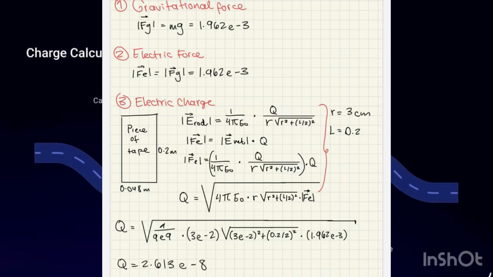Then we modeled the bottom tape as a rod of charge because the tape is longer than it is wide, treating it as a line of charges, and this gives us a more accurate electric field. By Coulomb's law, we know that the electric force must equal the electric field of the rod times the charge of the tape. So we now just solve for Q, rearranging, and after plugging in values, that gives us that Q equals 2.613 times 10 to the negative 8. And this is the value that we're using for Q in the simulation.